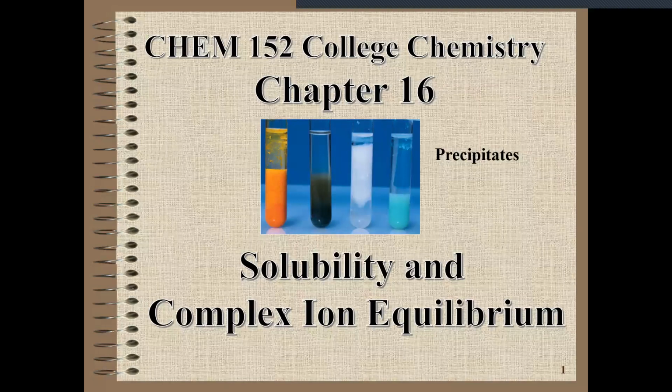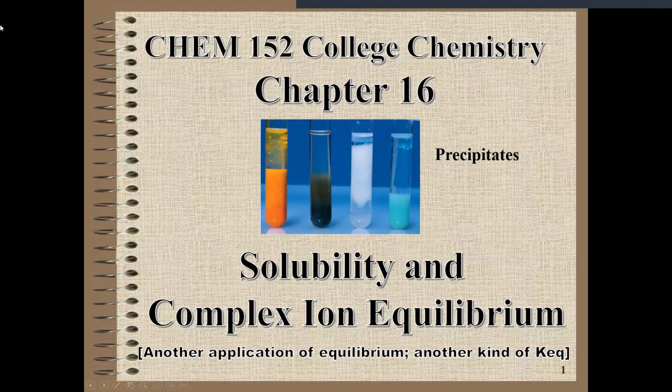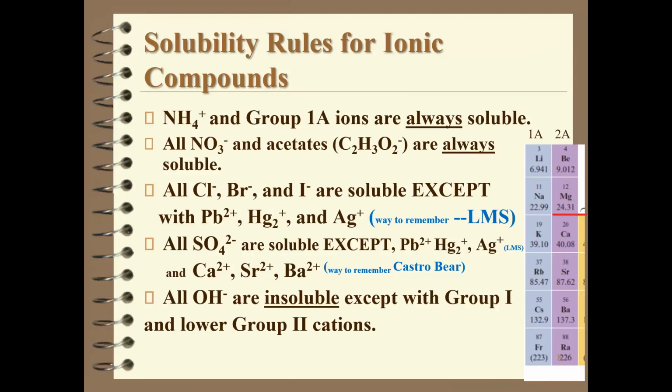All righty. So this chapter was involving solubility and complex ion equilibrium. And as we saw, solubility of slightly soluble substances involves equilibrium, and so we get another type of equilibrium constant, which is the KSP. Just to point out this slide, slide number 8, you need to make sure you have these memorized. So you can look through that.